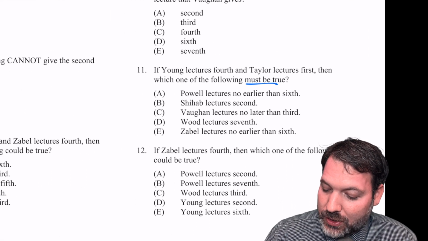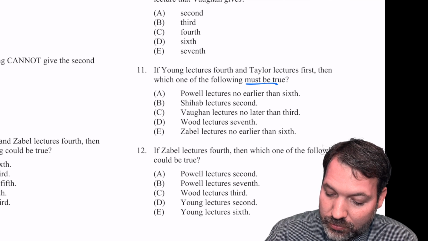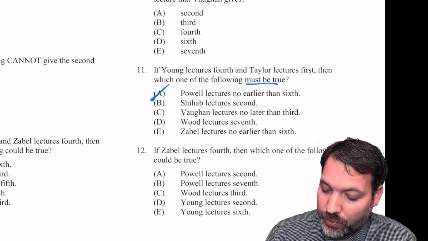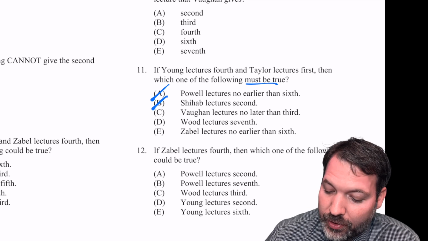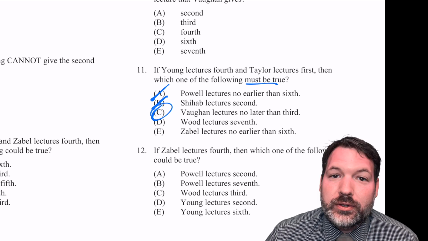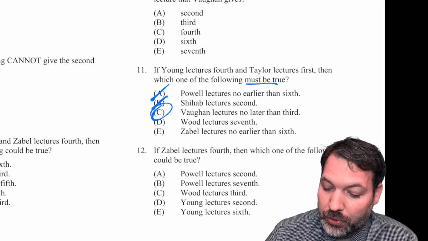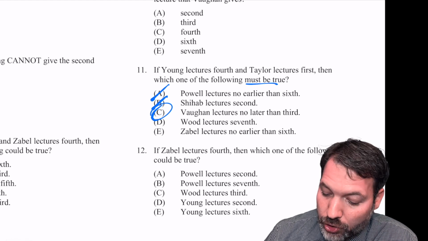But as I look at the choices, I can see, okay, Powell lectures no earlier than 6th. Well, no, he could have gone 5th according to what we figured out. Shahab lectures 2nd. That was a possibility, but not a must be true. Vaughn lectures no later than 3rd. Yes, that had to be true. We figured out Vaughn was either 2nd or 3rd, but definitely no later than 3rd. All right, number 12. If Z lectures 4th, which of the following could be true?